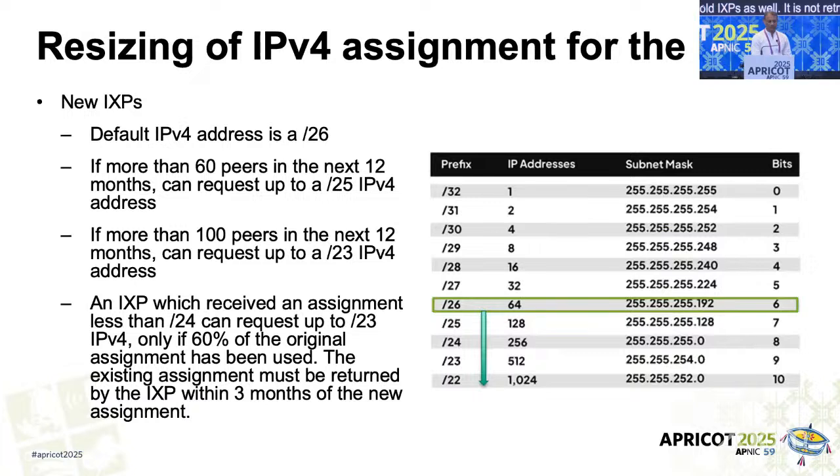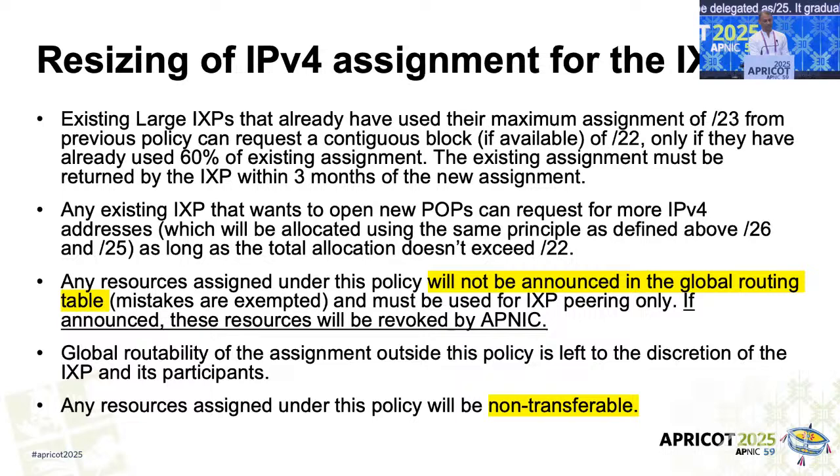I put some examples here, for you to better understand what this policy is about. But for any new IXPs applying for IX address space, you will be delegated a /26 by default. And if you have more than 60 peers in the next 12 months, then you'll be delegated a /25 IPv4 address, and so on. You can read on the slide, it gradually increases, and the maximum you will receive is a /23.